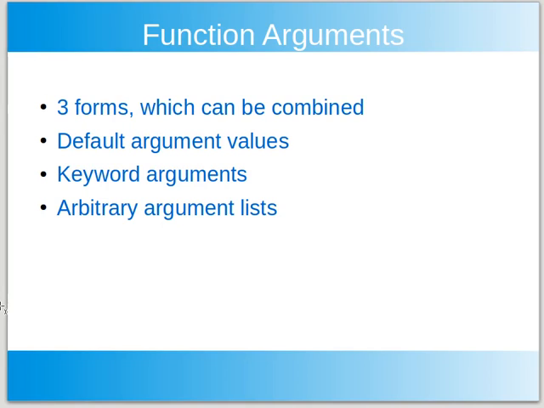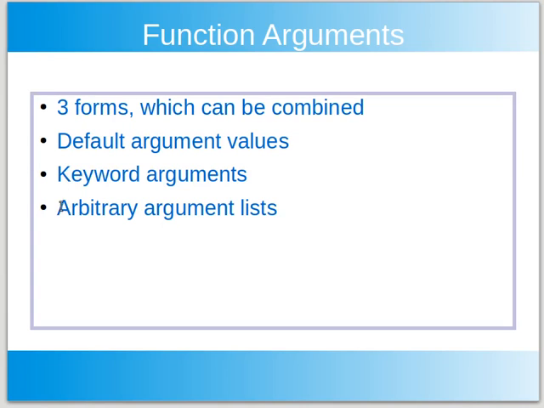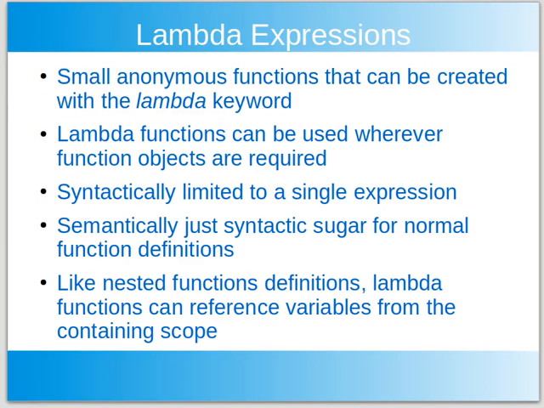Function arguments come in three forms, which can be combined: default argument values, keyword arguments, and arbitrary argument lists. We'll cover all those briefly in the source code.